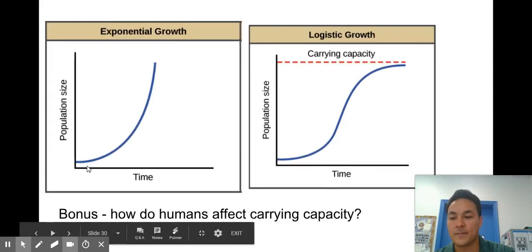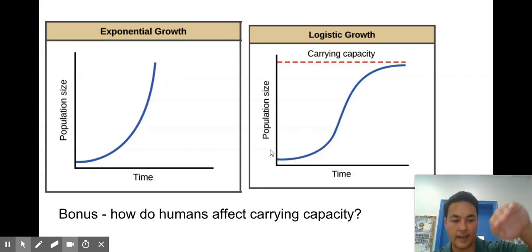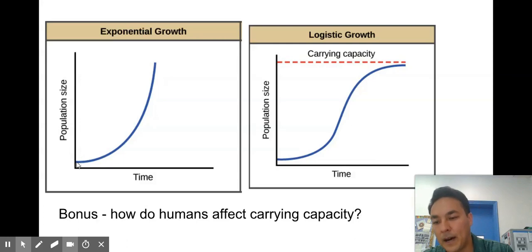Here they are. So an exponential growth is kind of like a J-shaped growth, and logistic is more like an S. So what are they showing? They're showing that over time, the population isn't increasing at a linear rate. It's increasing at an exponential rate. So it's going from 1 bacteria to 2 to 4 to 8 to 16 to 32 to 64 to 128.